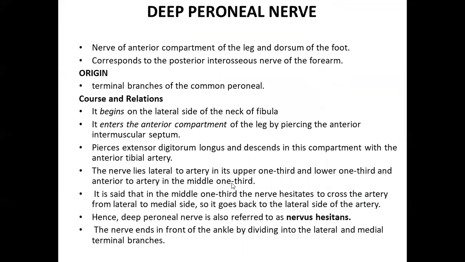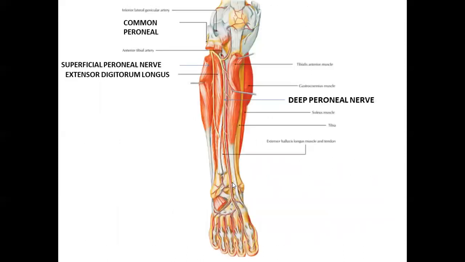Now talking about the deep peroneal nerve. The main nerve of the anterior compartment and the dorsum of the foot is the deep peroneal nerve. This nerve corresponds to the posterior interosseous nerve of the forearm. Here we have the common peroneal nerve. It passes through the substance of the peroneus longus muscle, and then at the lateral side of the fibula, it divides into two branches: the deep peroneal nerve and the superficial peroneal nerve. So it is one of the terminal branches of the common peroneal nerve, given off at the neck of the fibula.